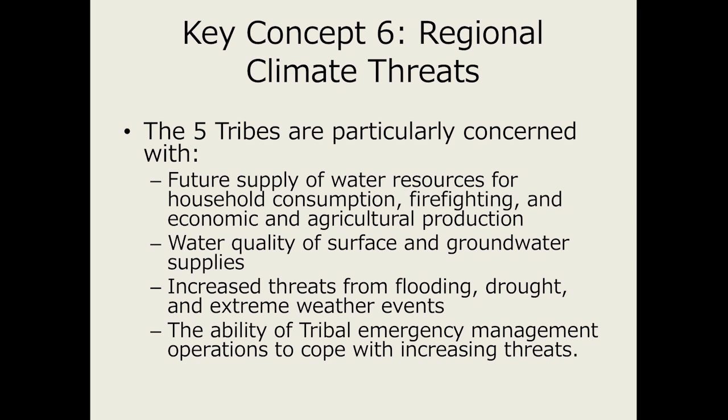Tribes were also concerned with increased threats from major storm events, such as flooding or tornadoes, or from extreme prolonged drought conditions. Along with that, most of the tribes were concerned with their ability to internally manage these kinds of emergency threats.